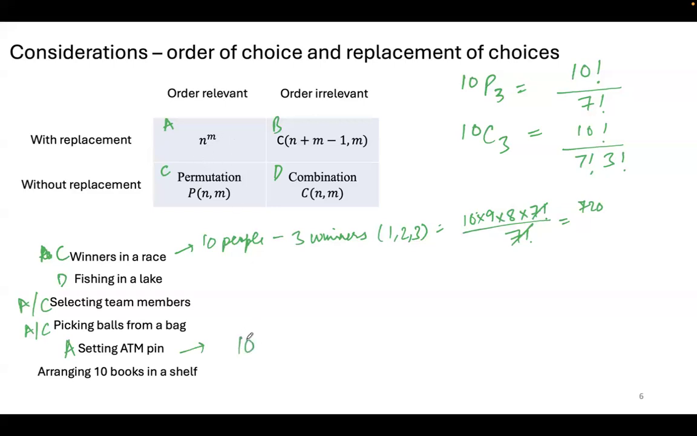So you have 10 numbers and there are 4 positions that you have to fill. So it's going to be 10 to the power 4, right? So 10 into 10 into 10 into 10. This is generally how many possible ATM pins there are in the world. Okay. All right. And then arranging 10 books in a shelf.